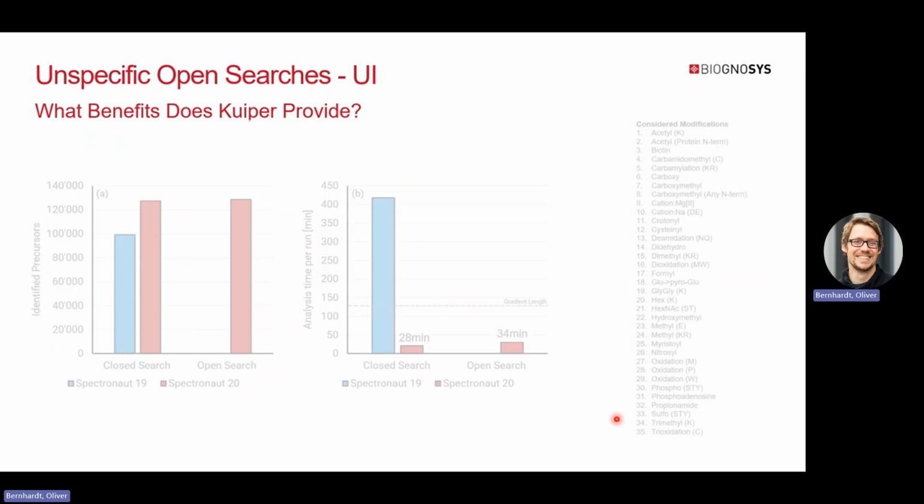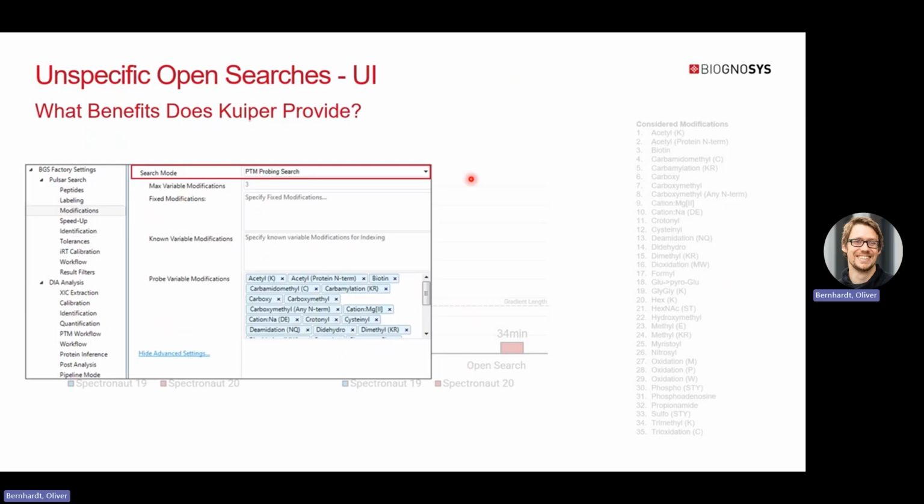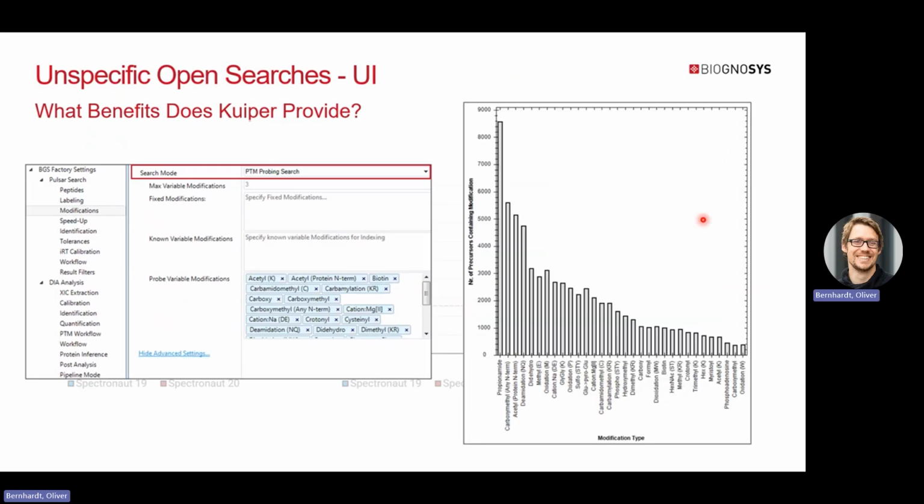Furthermore, what is nice for the unspecific open search is, this is basically how it looks in the software. You can select the PTM probing search in Spectronaut and select which variable modifications you want to add. By default, as I said, we populated 35 common ones, but you can change this setting to whatever you want. And also what is really nice is that you get a nice distribution of what the most common modifications were that you observed in your sample, to make an informed decision: should you follow up with a closed search?